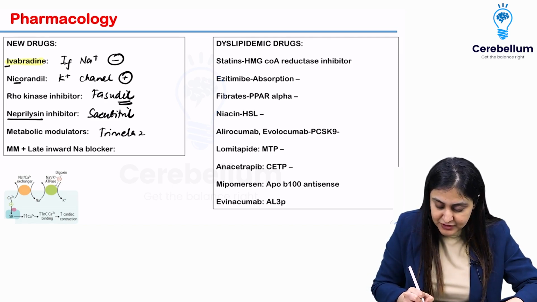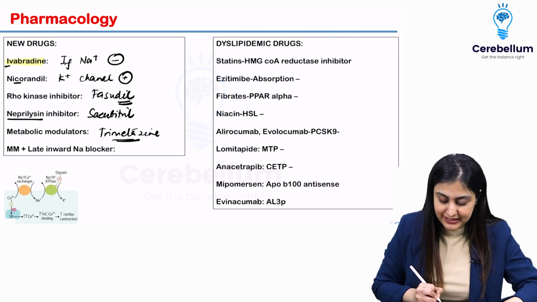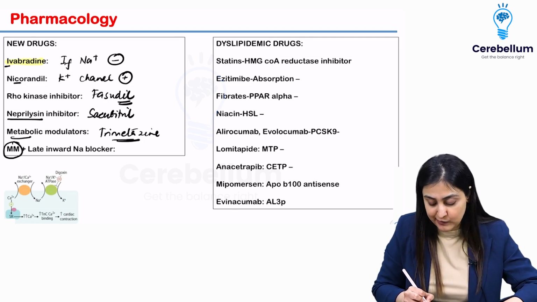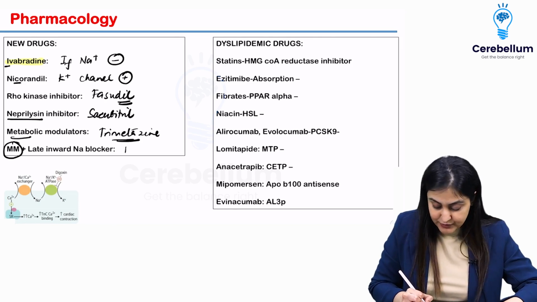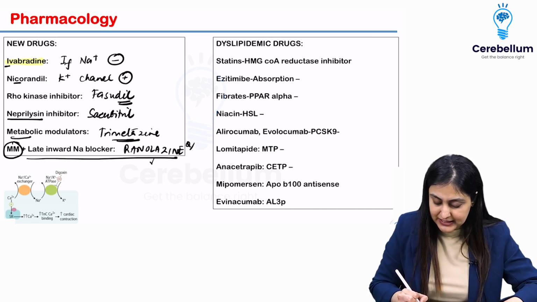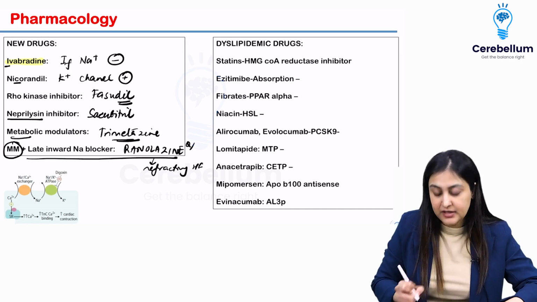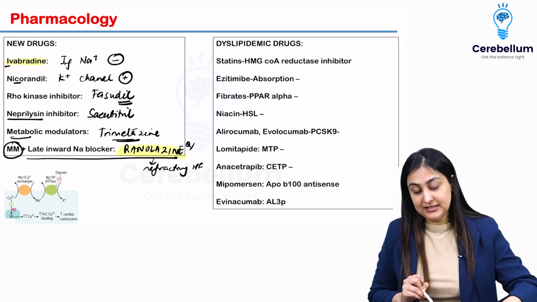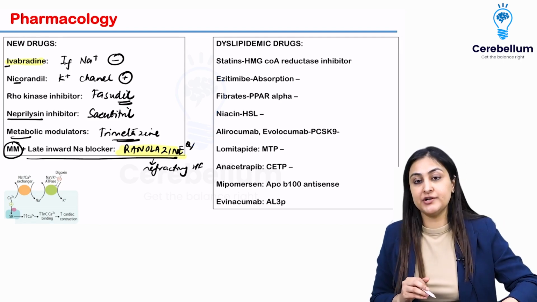Metabolic modulator here is trimetazidine. The name itself is going to show you meta, so that's how you can identify it's a metabolic modulator, and a metabolic modulator plus a late sodium channel blocker, it's gonna be ranolazine. So if all fails, just remember ranolazine. This is what is very frequently asked. This is basically used in refractory heart failure treatment. Okay, so these are all of the new anti-anginal and anti-heart failure drugs that you just want to remember the mechanism of.